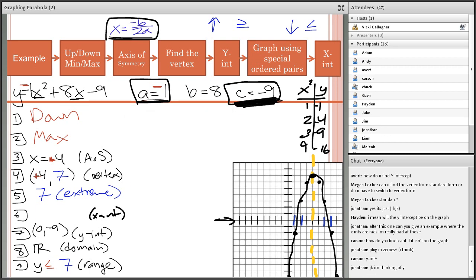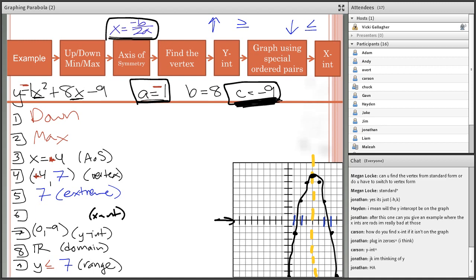It's the same. You can plug in zeros for x and y intercepts. Just make the other letter a zero. So if you're looking for the y-intercept, make the x a zero. And if you want to find the x-intercept, make the y a zero.